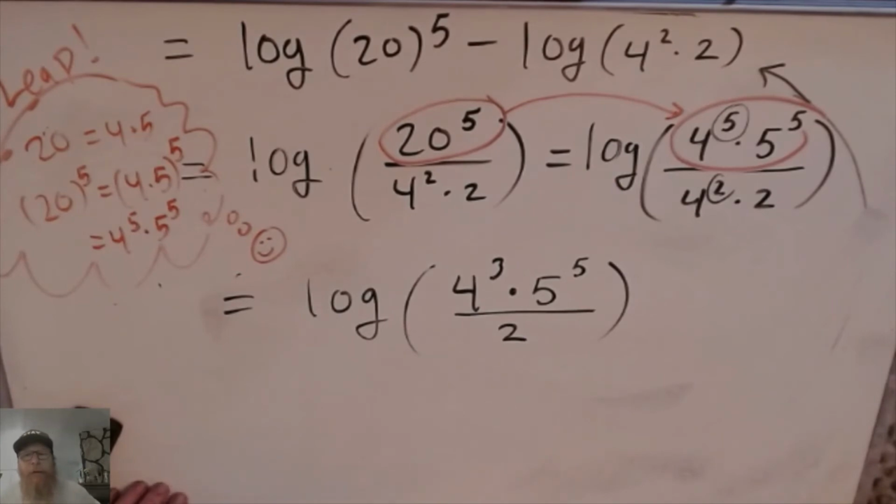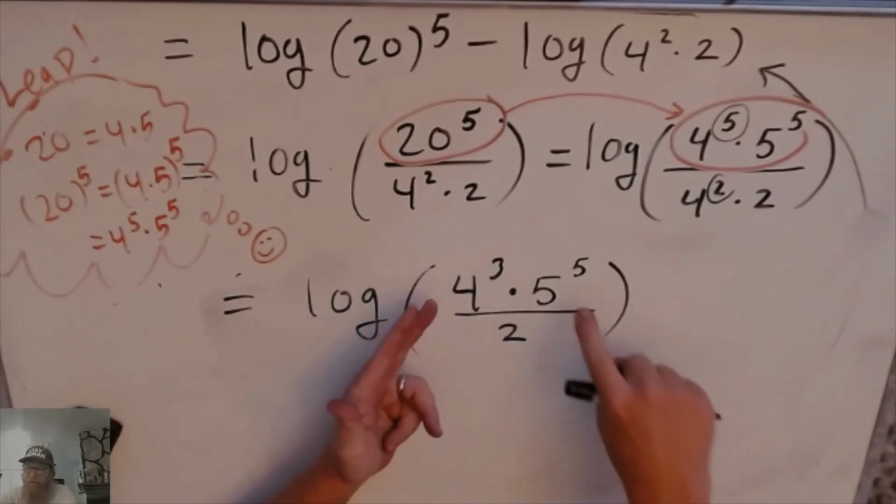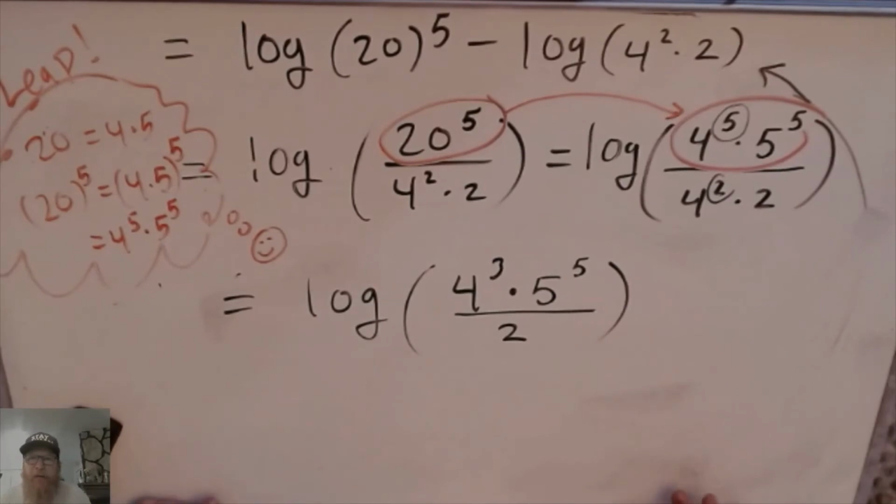So what do we got here? We've got a really big number here. 4 to the third is 64. 5 to the fifth. I'm trying not to use the calculator. Let's see what we can do with this.